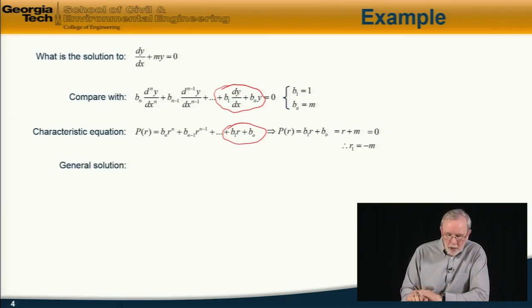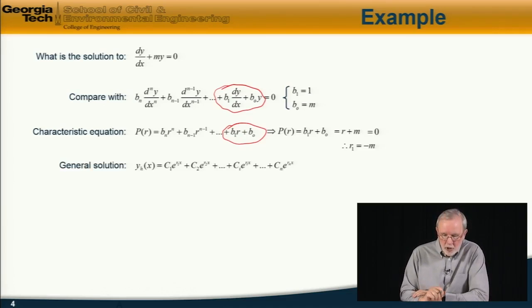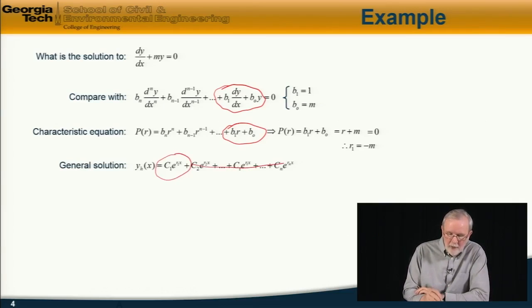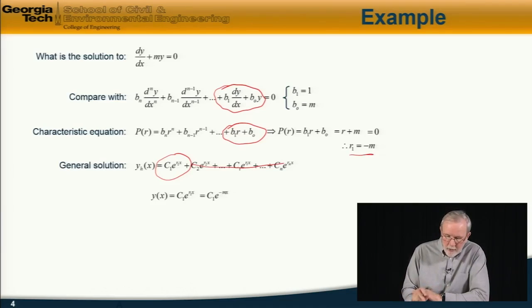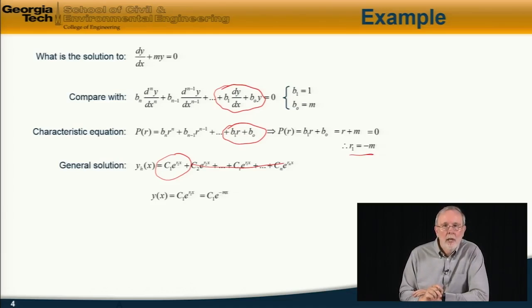Next we go to our general solution, which is this in its most general form. However, we don't have these remaining terms here. We only have, for the first order equation, the first term. So the solution is equal to c1 e to the r1 x, but r1 we already know, so therefore the solution is c1 e to the minus mx, where c is some constant that we evaluate from the boundary conditions.